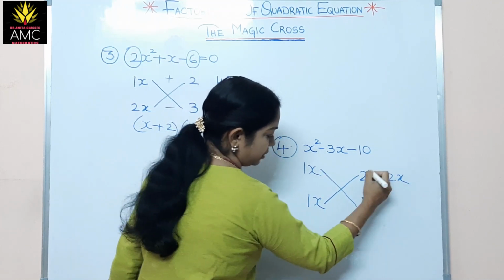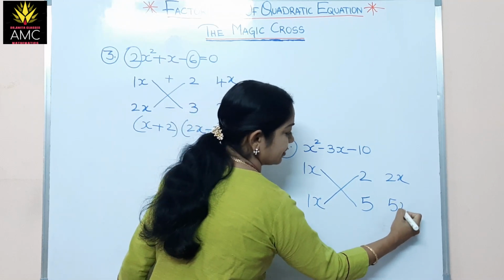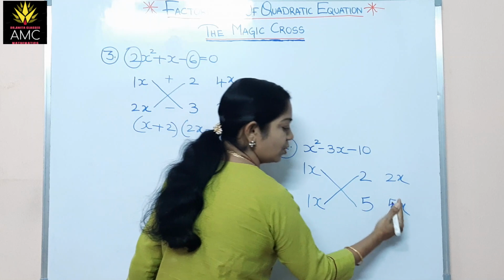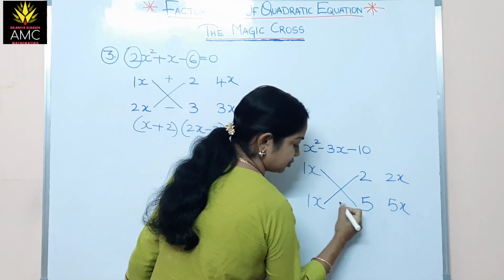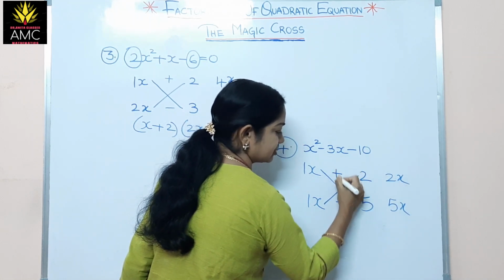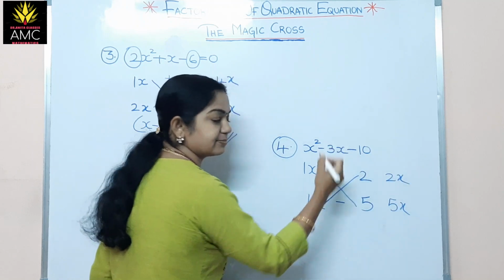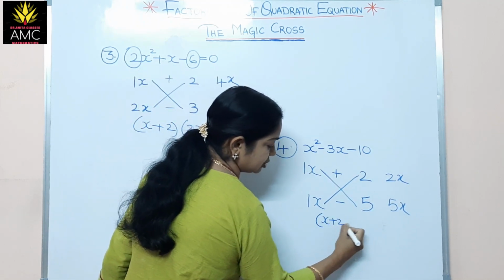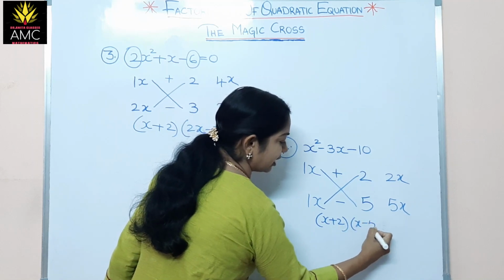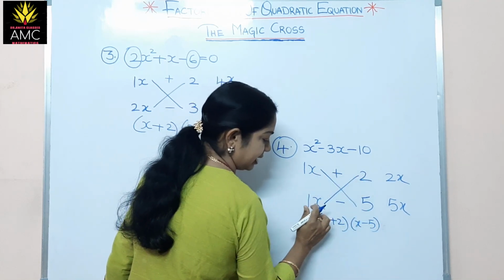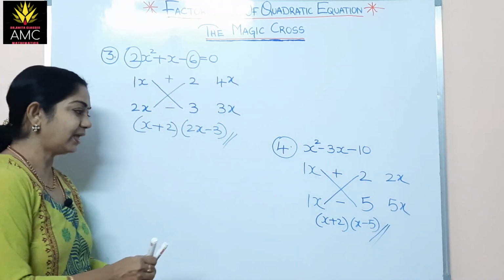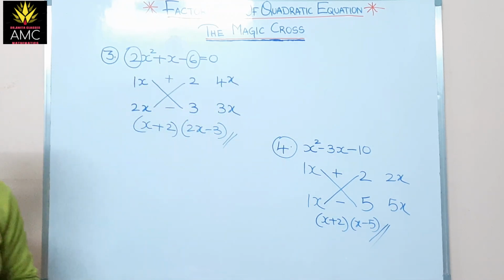So this is 2x and this is 5x. Now, in the center, the middle term is minus 3x. So, the minus should be for the bigger term. So, here minus and here plus. So, minus 5x plus 2x comes to minus 3x. Hence, we get x plus 2 and x minus 5. x plus 2 and x minus 5 are the factors. So, quickly note it down. Pause the video and note it down.